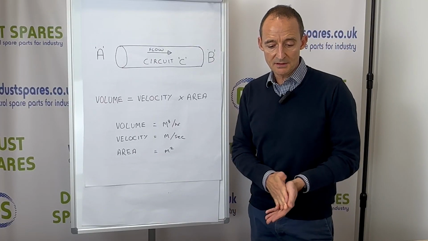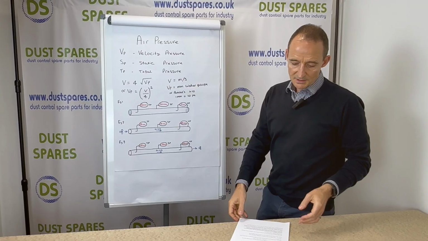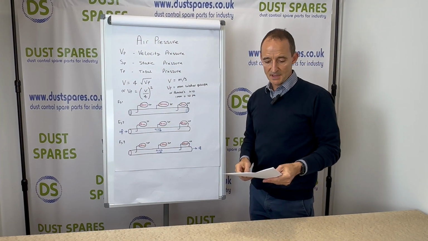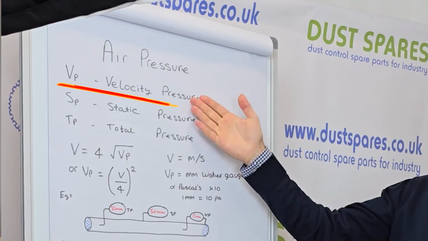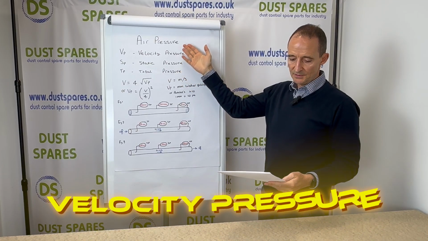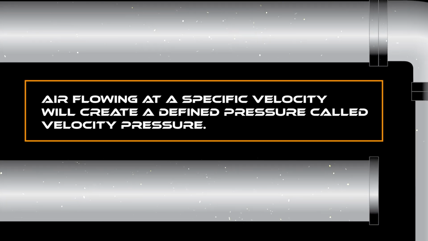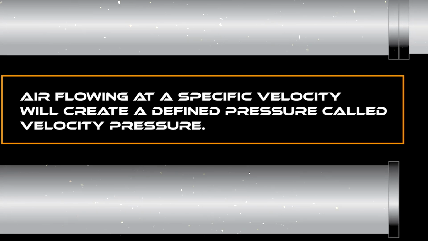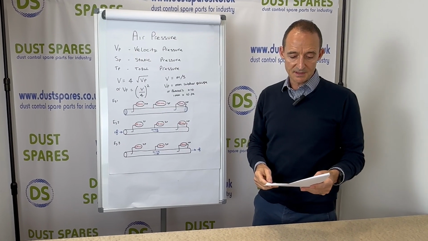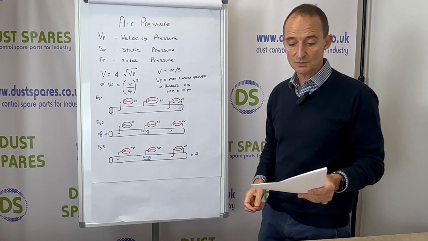So we also need to consider the air pressure within a duct system. There are three types of air pressure: velocity pressure, static pressure, and total pressure. Velocity pressure is when air flowing at a specific velocity will create a defined pressure called velocity pressure. This is always positive and always in the direction of travel, typically measured in millimeters water gauge.